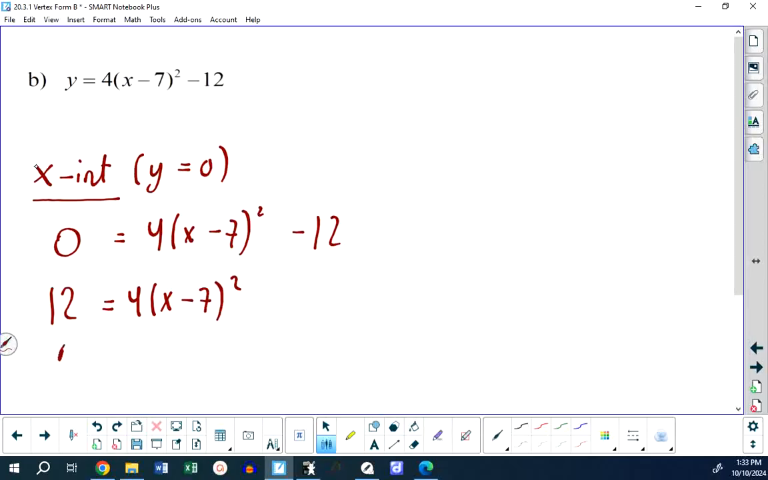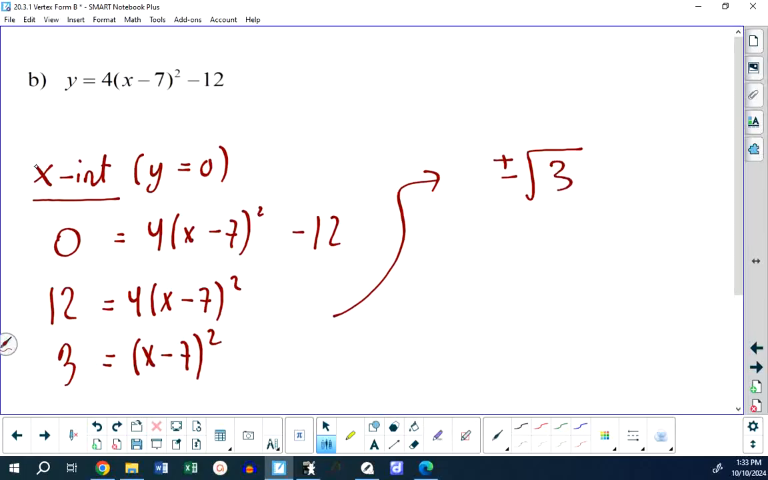I'm going to divide both sides by 4. And now I'm ready to take the square root. When I do take the square root, I'm going to have to write plus or minus the square root of 3 is equal to x minus 7. Because whatever the square root of 3 is, if it's positive or negative, I can still square it and still get 3.